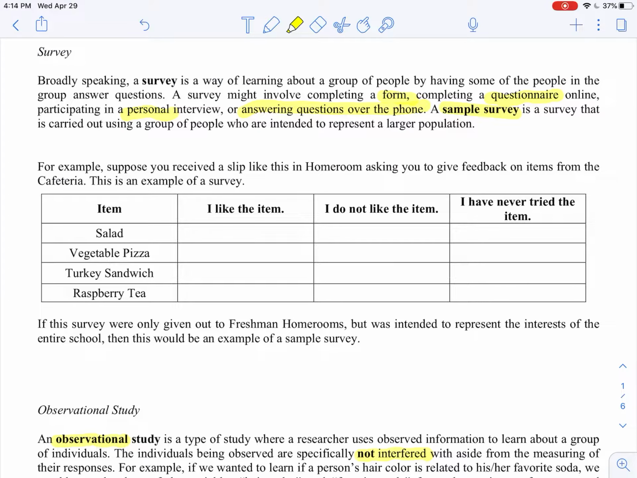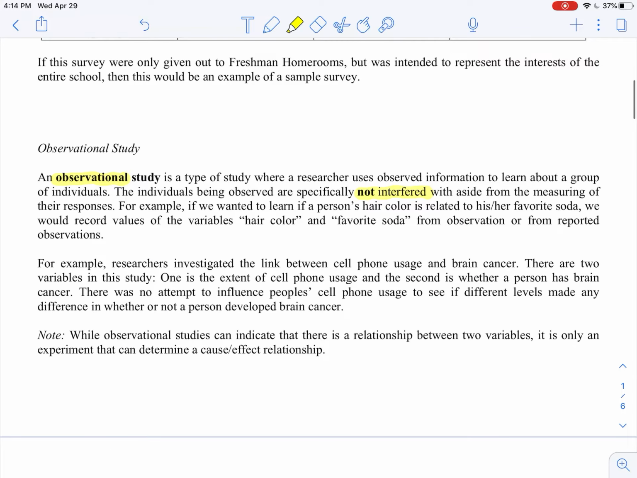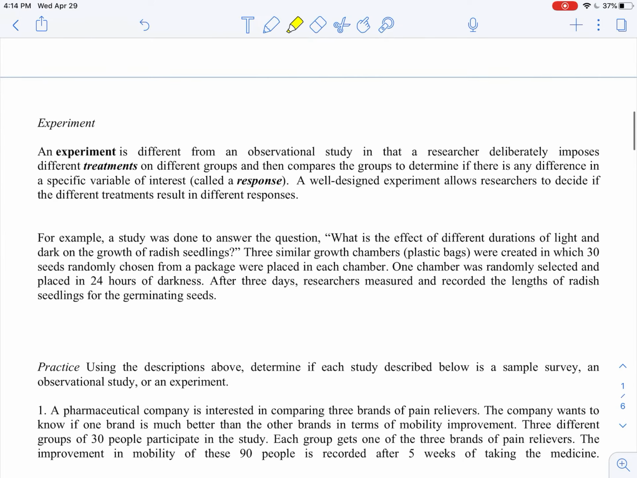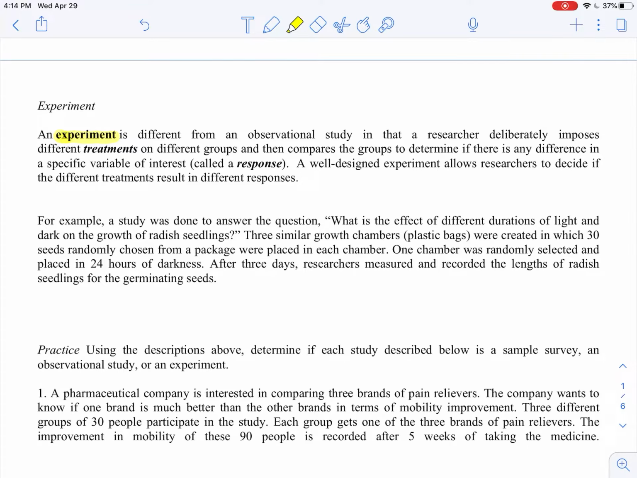Okay, so far we talked about surveys where you actually ask for input from the population you're studying. Observational studies, you're not interfering, you're just watching and recording data. And then the last one would be an experiment. Okay, so in an experiment, you're going to always have situations where you break people up into specific groups. You're going to give each group what we call a different treatment. Now, that treatment could actually be giving no treatment at all.